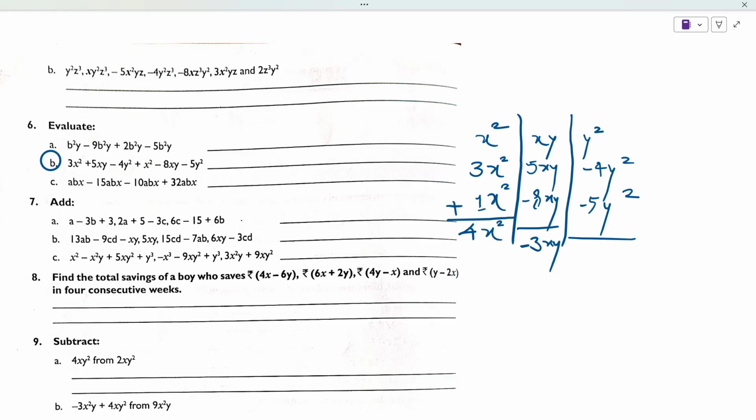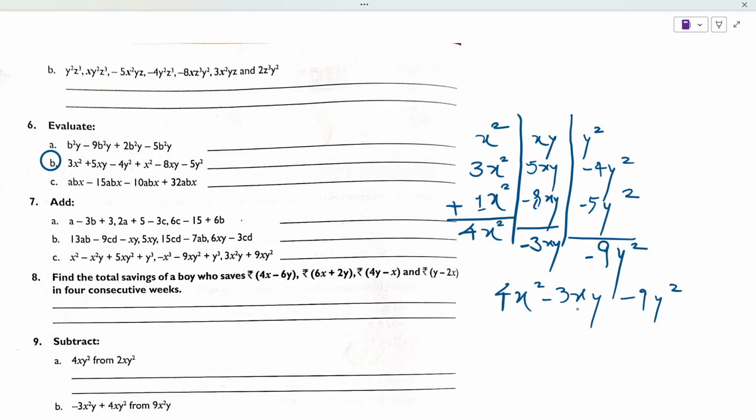Then next is y square, where we see minus 4 and minus 5. So integer will say that both of them will be added because they are sharing same sign, same type of number. So 4 and 5 adding gives you 9, and both numbers are of negative nature, so the final answer will also be negative. Now we can write them together. So we can say 4x square minus 3xy minus 9y square.